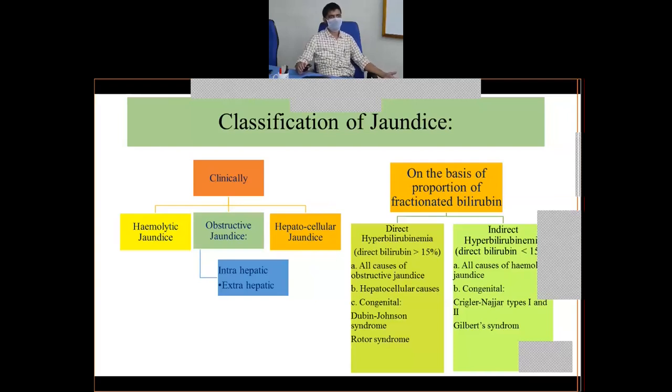Indirect causes include all causes of hemolytic jaundice. Then the congenital causes like Crigler-Najjar type 1 and type 2 syndrome, and Gilbert syndrome. So you have to remember these names. It may be asked in the examination.